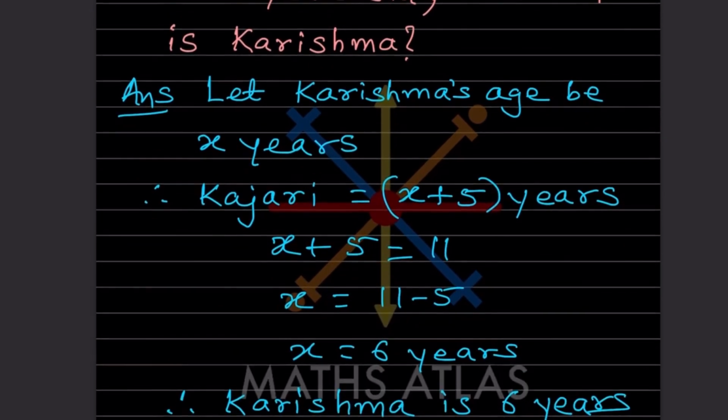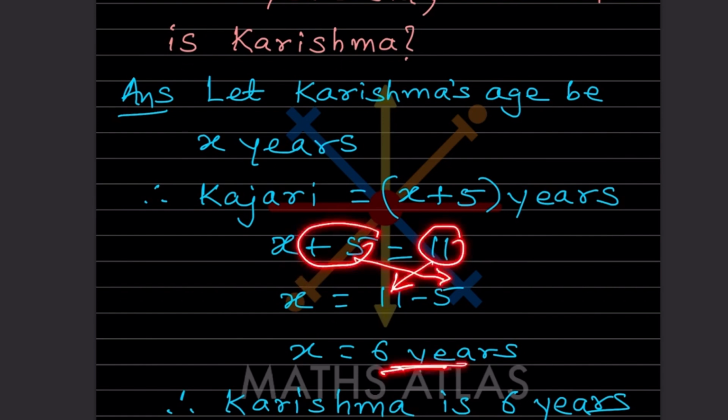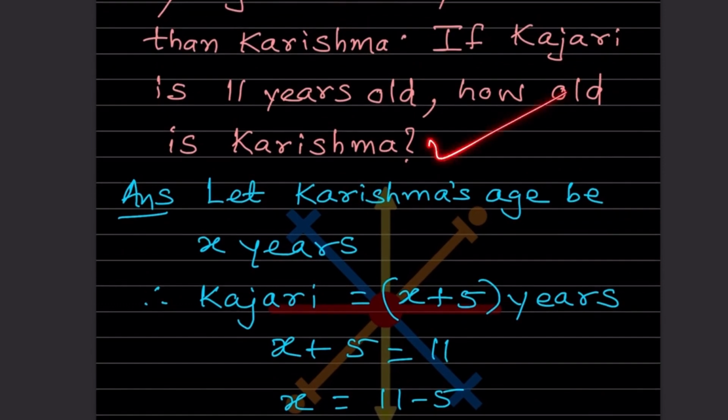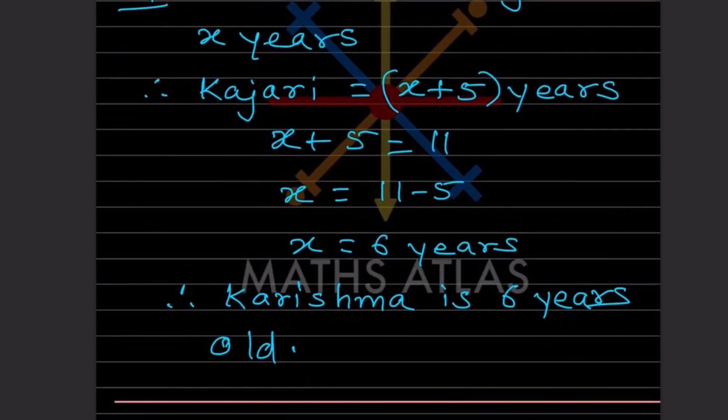Now we have to solve. Solving means when we are again here, this left hand side as it is, right hand side as it is, plus 5 goes over here, that is minus 5. So x is 6 years old. So what do we consider x? x as Karishma. So Karishma is 6 years old, and that is what we want. How old is Karishma? Okay.